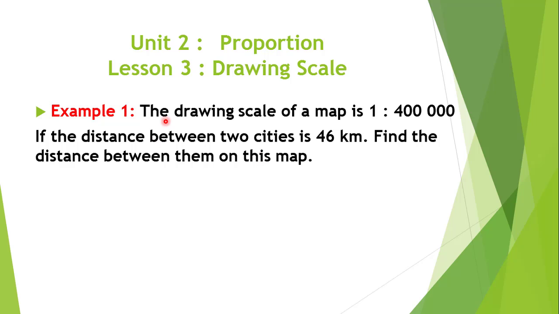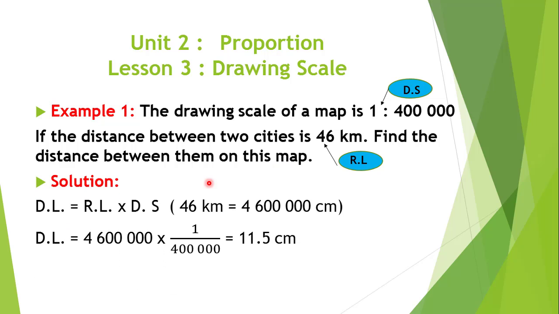Let's read the example again. The drawing scale of a map is 1 to 400,000. This is the drawing scale. The distance here, 46 kilometers, is the real distance. So the real length is 46 kilometers. I want to find the distance between them on this map. The distance on the map, of course, will be in centimeters.